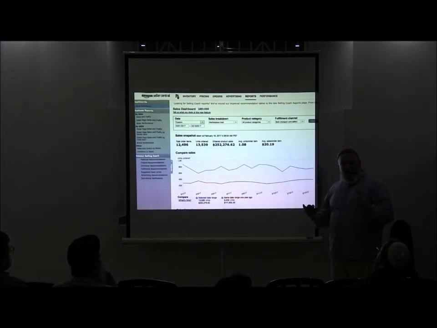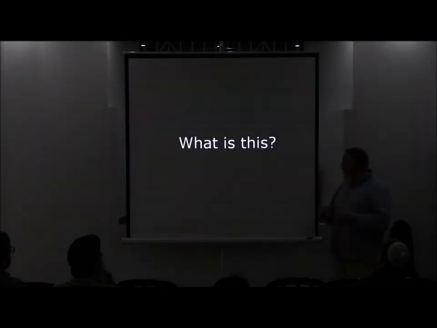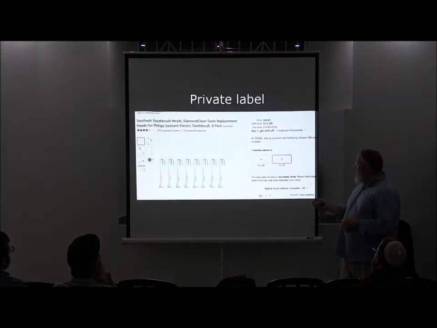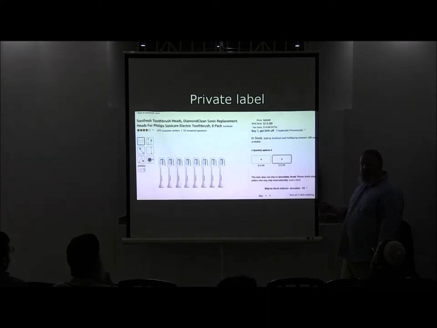It sold itself, because there's already a website called Amazon. There's already a whole system built around Amazon. And this person, and me, and soon one day, you, will know how to tap into the system, put a product in there, and it'll sell itself. So what is this product that sold so much? It's this right here. These are replacement toothbrush heads.